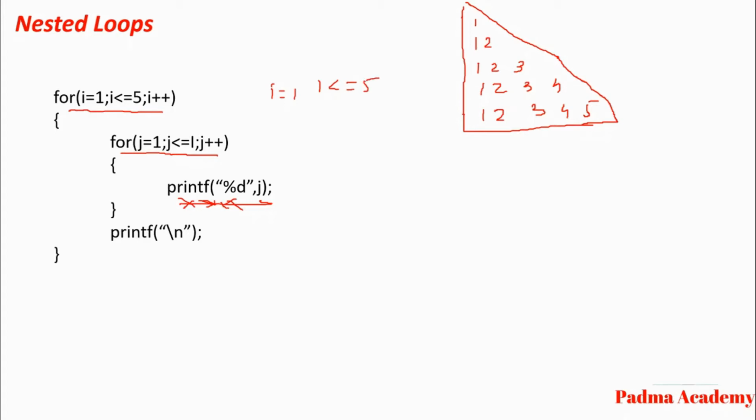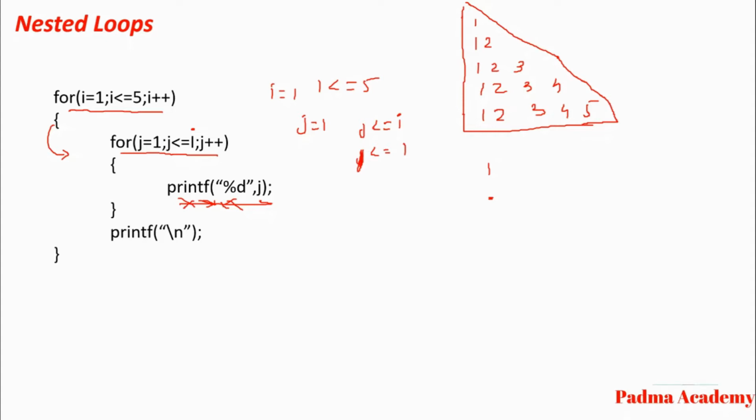Then it will enter this for loop, then it will assign the value of j equal to 1 and check whether j is less than or equal to i. This is i, not 1. It will check j is less than or equal to i, that is 1. The value of j is 1, 1 less than or equal to 1, yes. Then it will print the value of j, that is nothing but 1. Then again it will print \n, that is next line, our cursor will move over here.